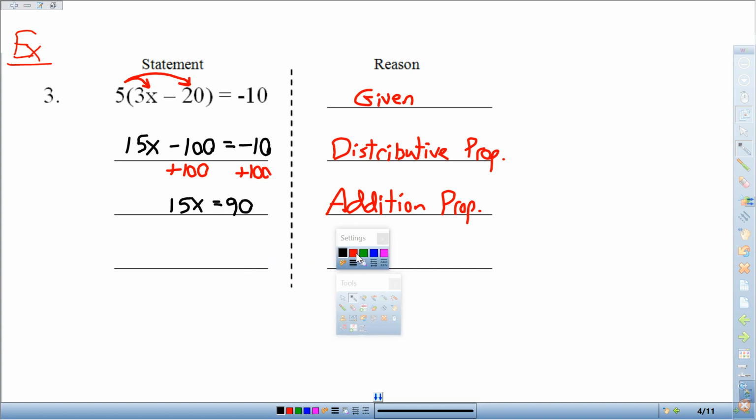All right, last step, getting rid of 15. It's being multiplied, so we know we're going to divide. Okay, we just used the division property, so there's my final reason. All right, so yeah, 15s are gone. I got x equals, let's see, 90 divided by 15 gives me 6. Okay, and that's kind of the process today.